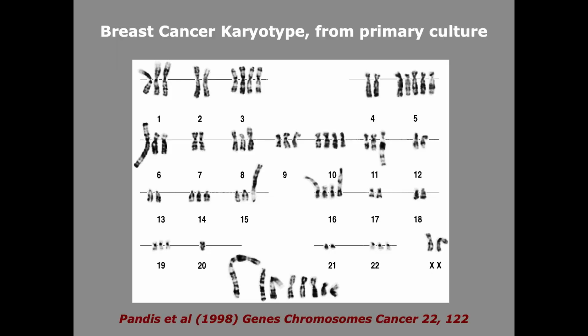However, cytogenetics relies on a skilled person being able to recognize fragments of chromosome from their banding pattern, and this breaks down when you get to the typical adult human cancers. Here's an example of the karyotype of a breast cancer, almost straight from the patient, from a primary culture of a breast cancer, and you can see that the numbers of chromosomes are very changed.